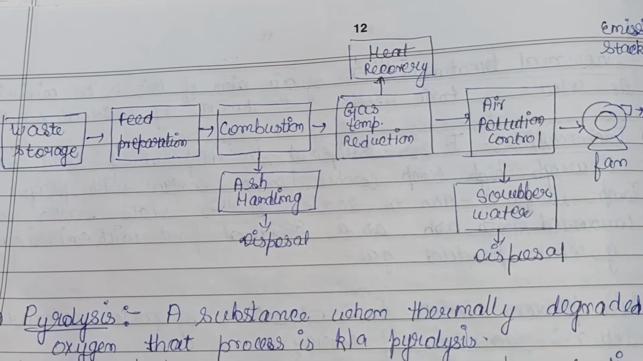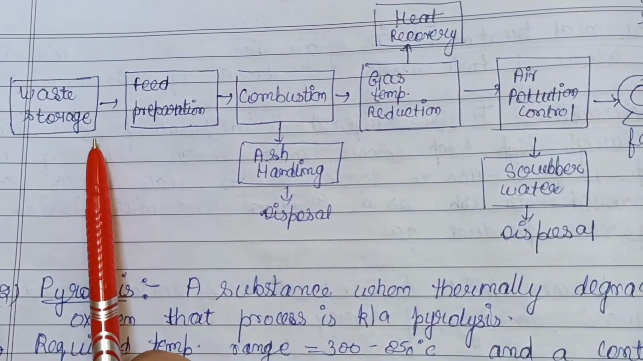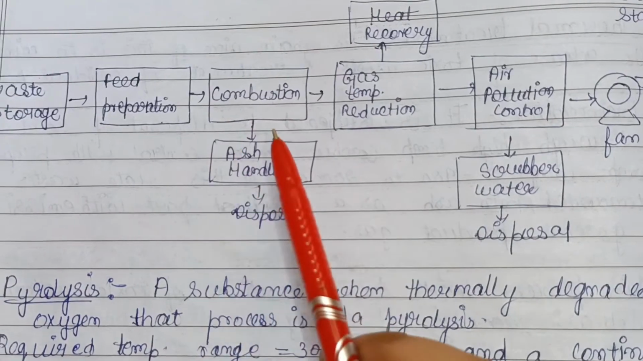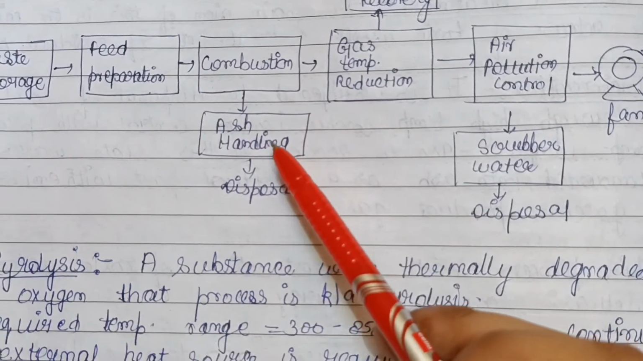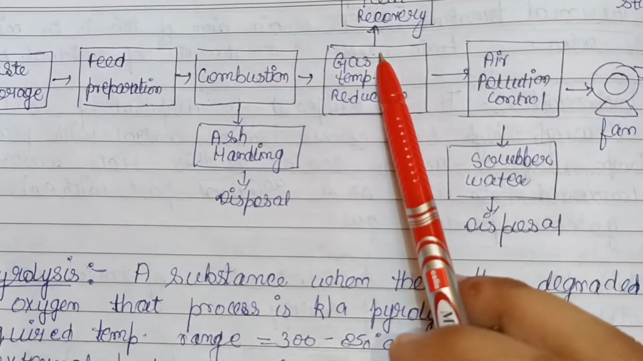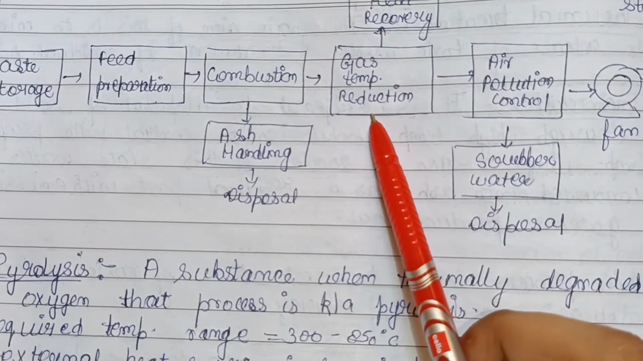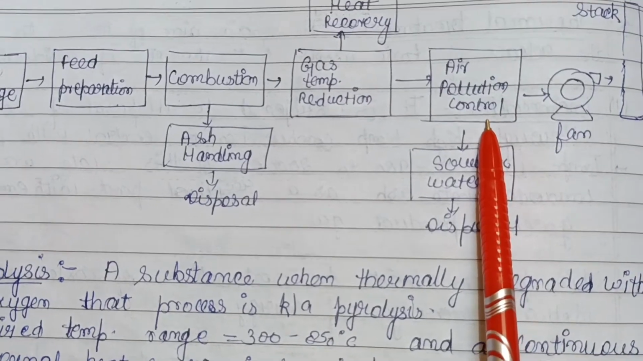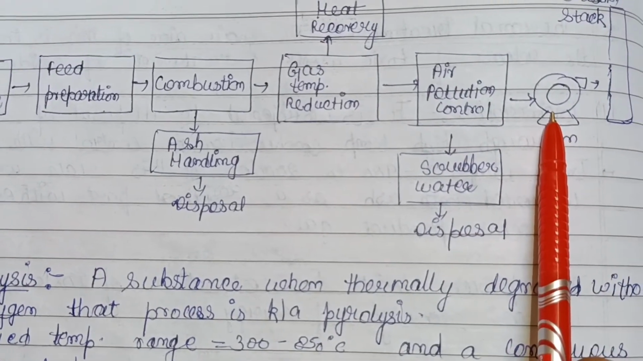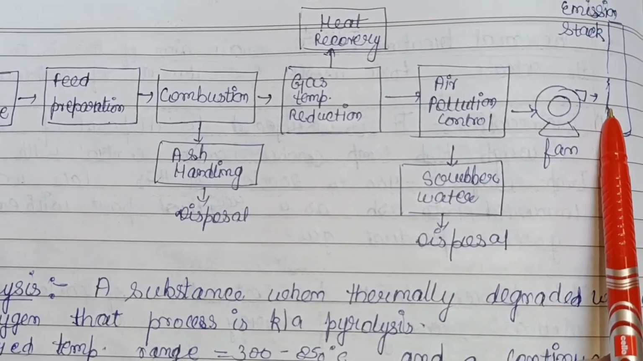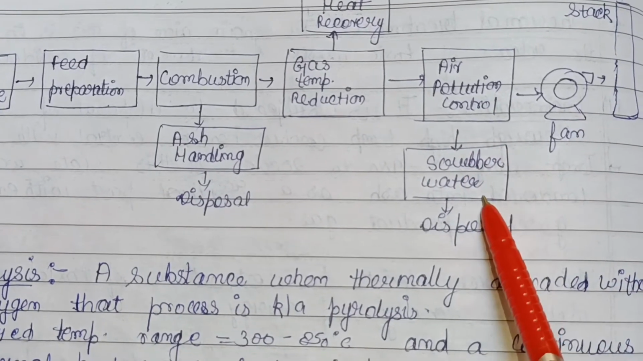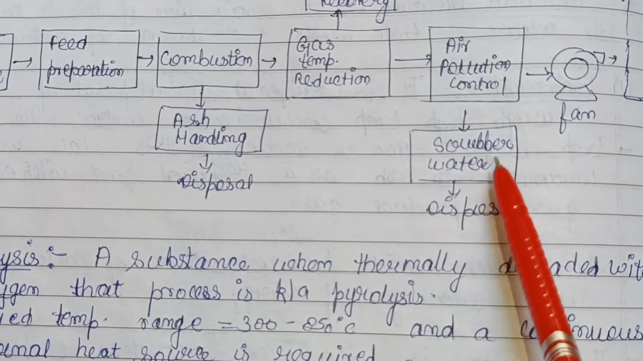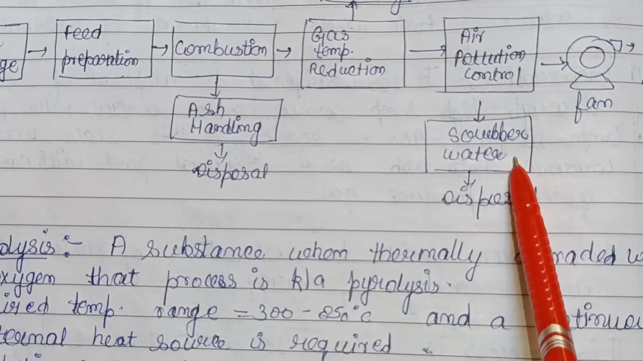So this is a diagram representing the incineration process. First is waste storage, then its preparation, combustion at a high temperature, ash handling and its particular disposal. Then the gas is obtained, temperature reduction should be done, heat recovery, and air pollution control should be there, with the installation of a fan, an emission stack and a scrubber or water for the disposal. That is, if waste water is disposed of, it should first be treated.